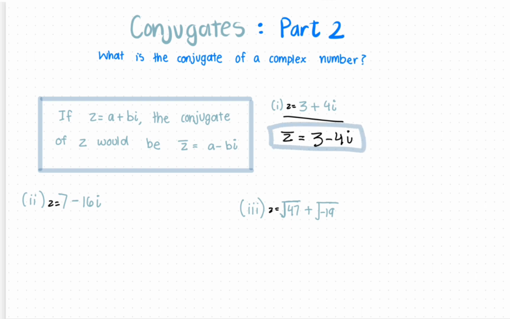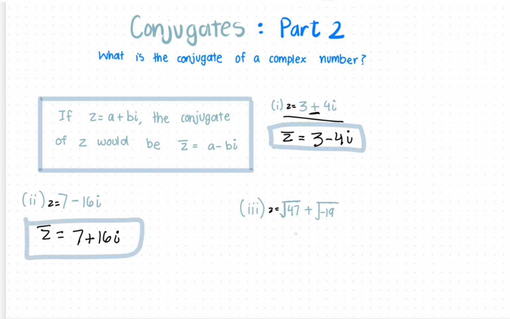Now off to this one. z equals 7 minus 16i. Once again, you just swap the signs. So it's minus here, then our conjugate will be 7 plus 16i. So kind of the opposite of what it says here, you just flip the sign. If it's minus, then the conjugate will have a plus in it. If it's plus over here, then the conjugate will have a minus in it.